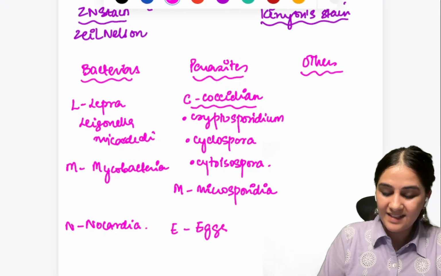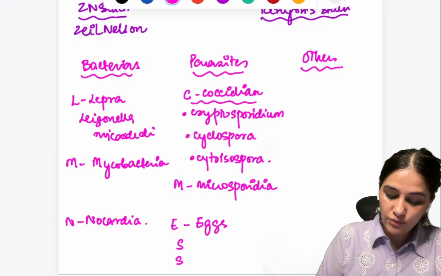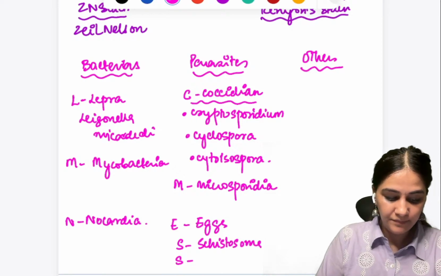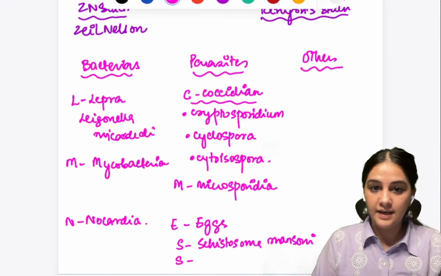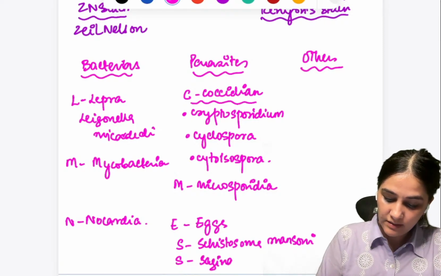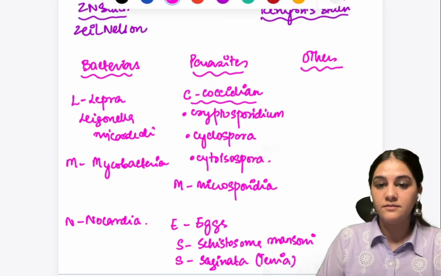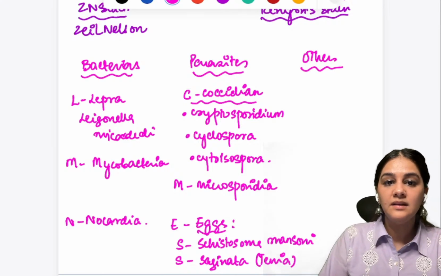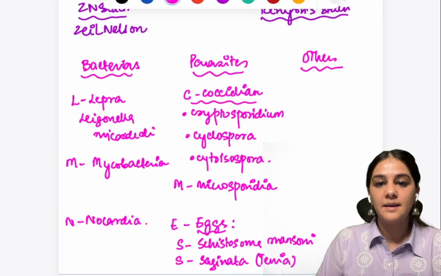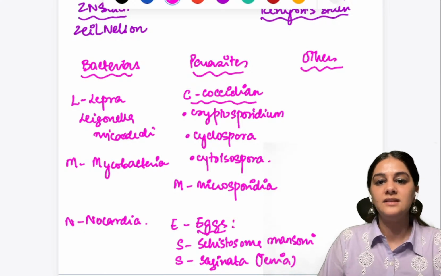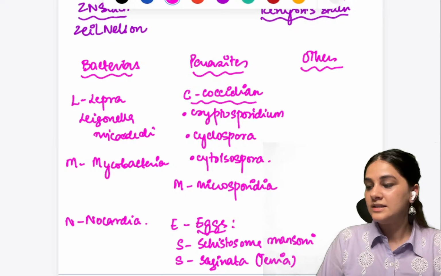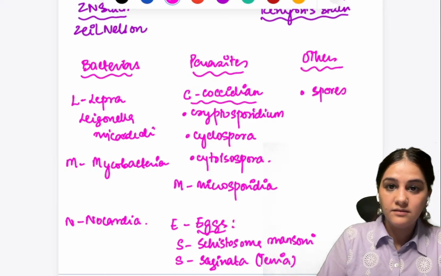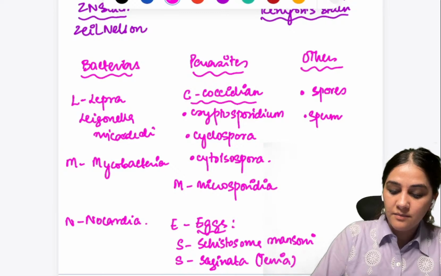So you're going to remember two eggs here of a parasite. What are the eggs? There are two organisms which start with S. One is your Schistosoma mansoni, and then you have your saginata, which is your Taenia. So the eggs of these two organisms are acid fast. So CME: coccidian parasites, all three of them are acid fast. M is for Microsporidia, again acid fast, and E for eggs, two eggs of SS, Schistosoma mansoni and Taenia saginata, right? And then there are others. So what are the others? There are spores of bacteria that are acid fast, and then there is the sperm head, which is acid fast.